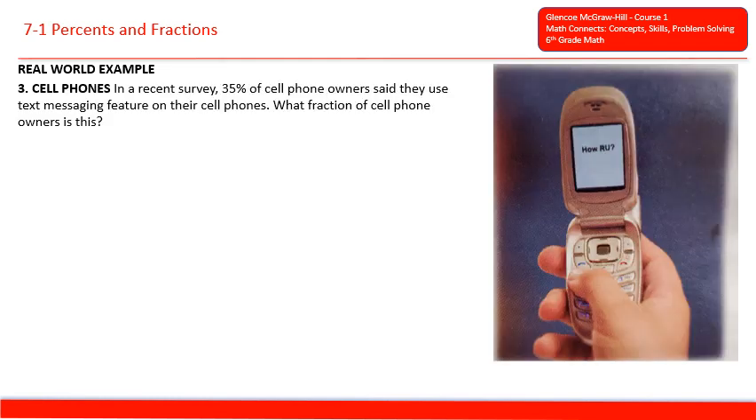Real world example, cell phones. In a recent survey, 35% of cell phone owners said they use text messaging features on their cell phones. What fraction of cell phone owners is this? Obviously, this is old because way more than 35% text now, and not many people have a flip phone anymore.